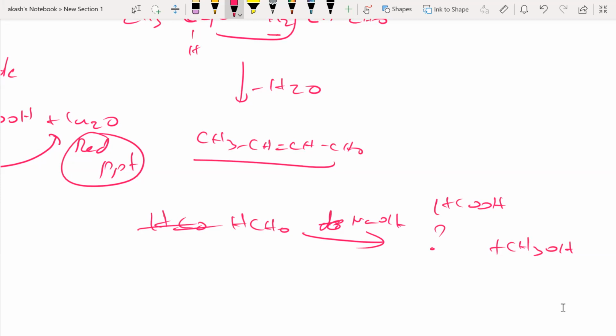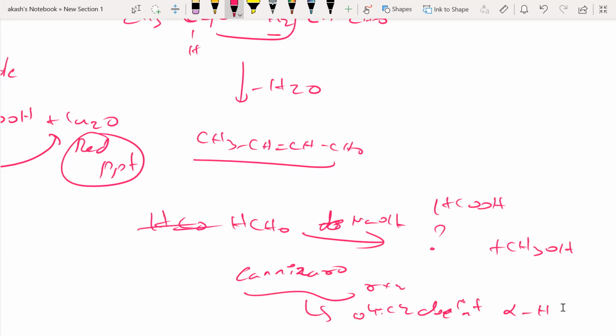It's a Cannizzaro reaction. It's called Cannizzaro. Right? It's called Cannizzaro reaction. Hope you remember, people. Cannizzaro reaction is given by aldehydes or ketones, which don't have alpha hydrogen.